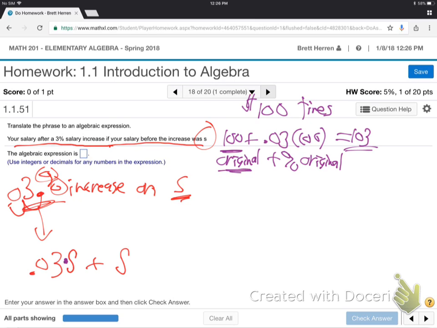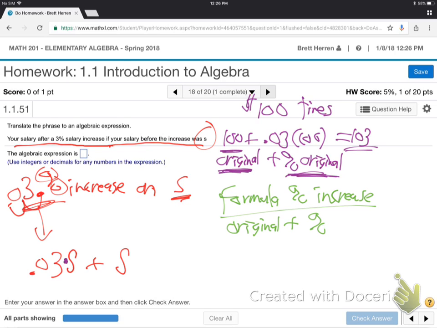Original, I'm going to write the formula. There is the formula right there. Plus percentage of the original. To increase a price, you've got to take the original and add a percentage of the original. So let me write that formula out. Here then is the formula for a percent increase problem. It's original plus percent times original.